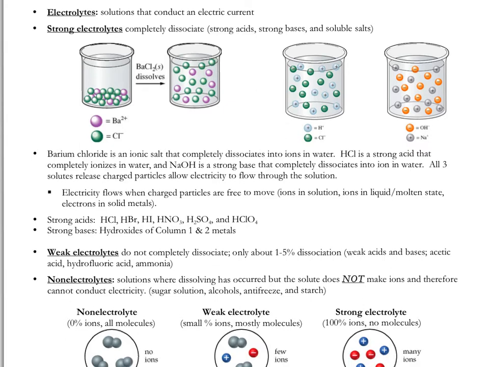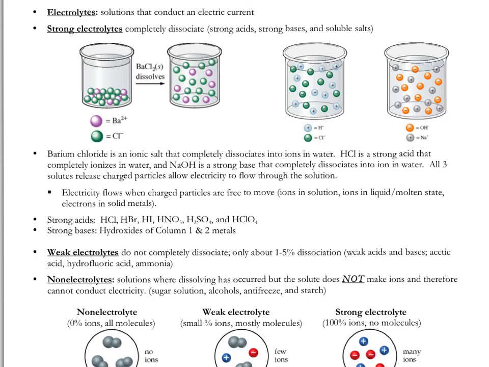We've got strong acids and strong bases. It's not just any acid that's dangerous or any base that's dangerous. It goes back to the fact that they are strong electrolytes. And then any ionic compound, that's what a salt is, that dissolves is considered a strong electrolyte. So we have three examples here.